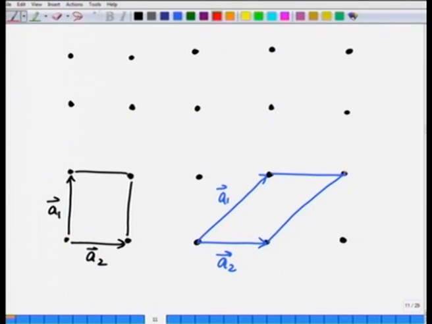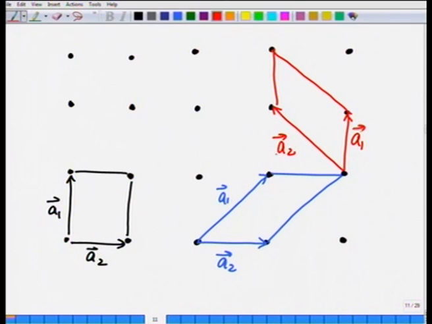Another person may choose something different, exactly opposite, and take these to be the vectors a1 and a2. Let us say this is a1, this is a2, in which case this unit cell will look something like this. All these are perfectly good unit cells, and you notice they are space filling. You translate them along the directions of a1 and a2 by integer multiples, and you will fill the space and generate the lattice. It does not matter which unit cell you choose.